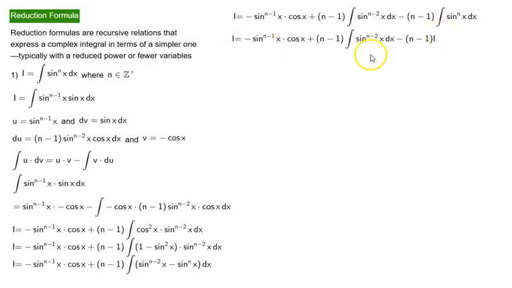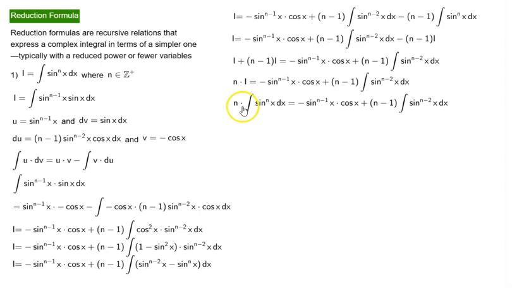And since on the left hand side also we have I, let's bring it to the left hand side as well. So I plus n minus 1 I. The rest remains as it is. Now here I plus nI minus I. So I minus I cancel out and we are left with nI. So we get n times I, the integral sine n x dx, is equal to minus sine to the power of n minus 1 x times cos x plus n minus 1 integral sine n minus 2 x dx.